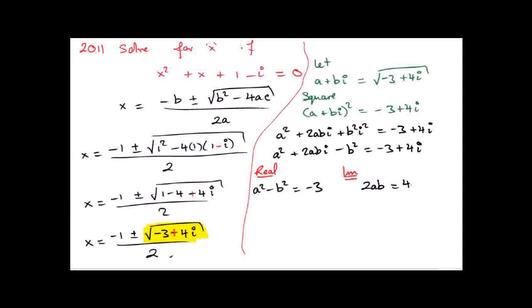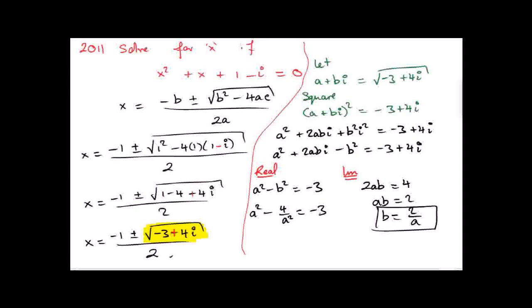So if 2ab equals 4, doesn't that mean that ab equals 2? Which means that b equals 2 over a. Is that okay? So b is 2 over a. Now what? Put 2 over a back here instead of b. Okay, so just swap that across really. So we've got a squared minus 4 over a squared equals minus 3.